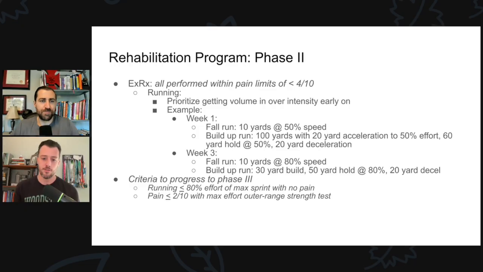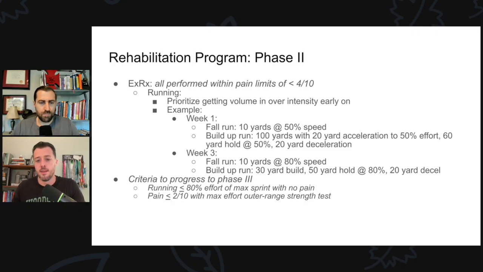They're holding that effort for the next 60 yards or so, and then they're decelerating at the end. And the way that we progress this over time, I kind of showed what week one would look like. Week one, say it's 10 yards for the fall run at 50% speed. As quickly as week 2 or 3, they might be up at 10 yards at 80% speed. And then the build-up run, if we're 100 yards, it's a 20-yard acceleration, 60-yard hold at 50% effort.